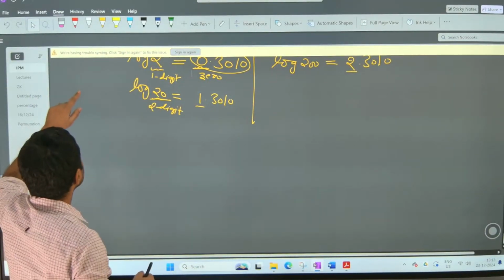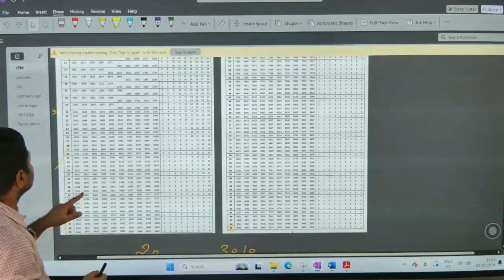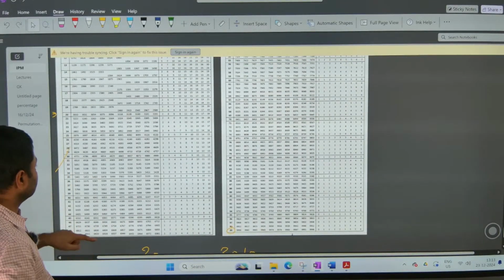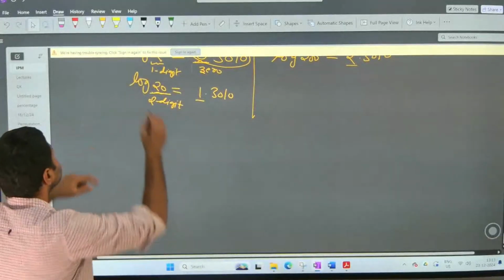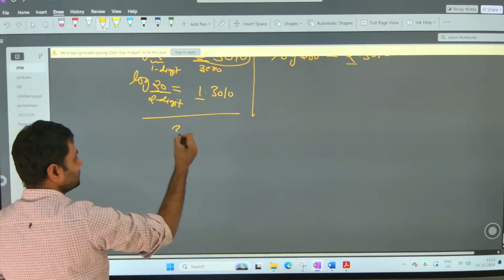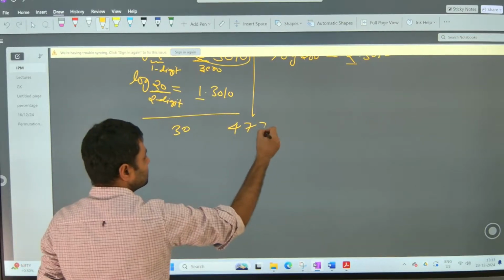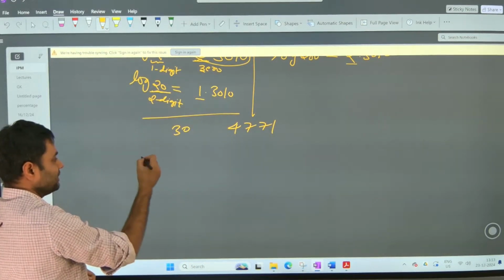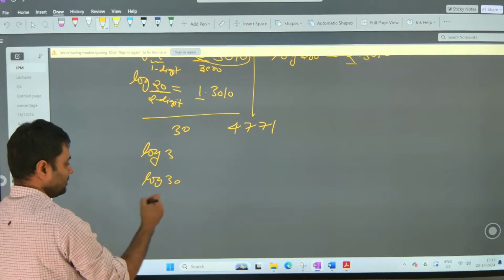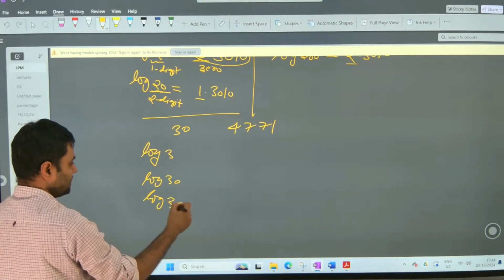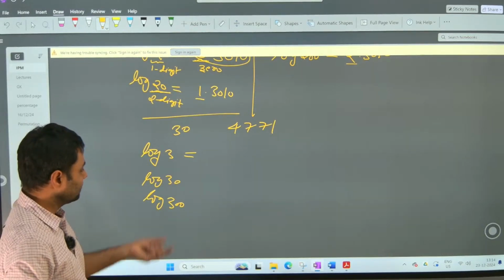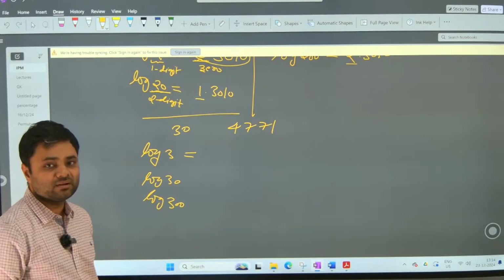If in this table I take the value of 30, in front of 30 we have 4771. So I can say 3, 4771. That means we can write the value of log 3, log 30, log 300, all these values. All of them will use the same result, but the digit before the decimal will be different.